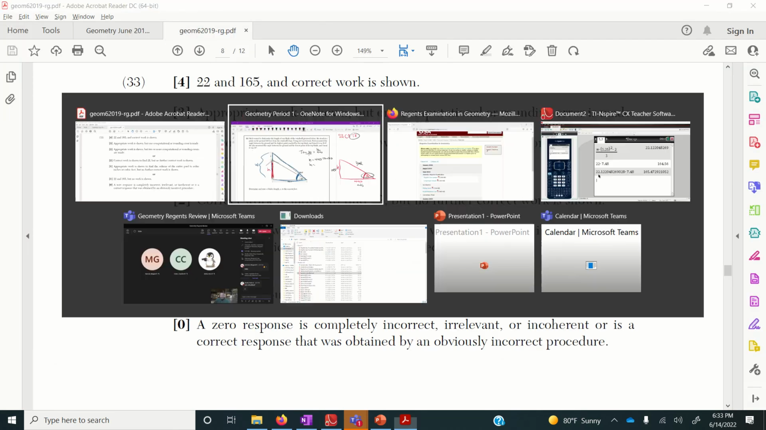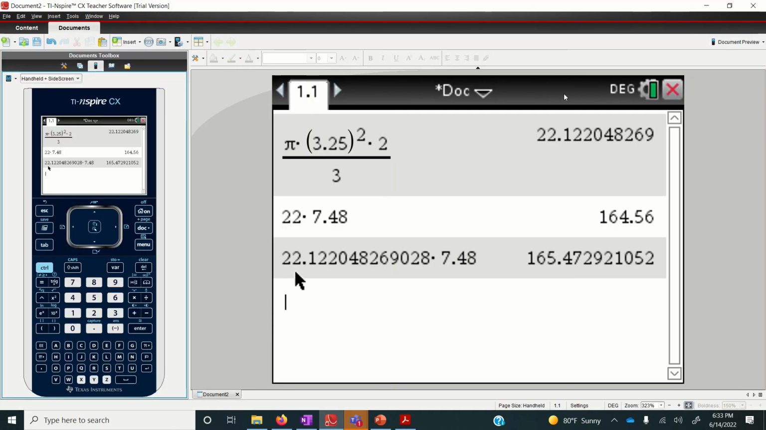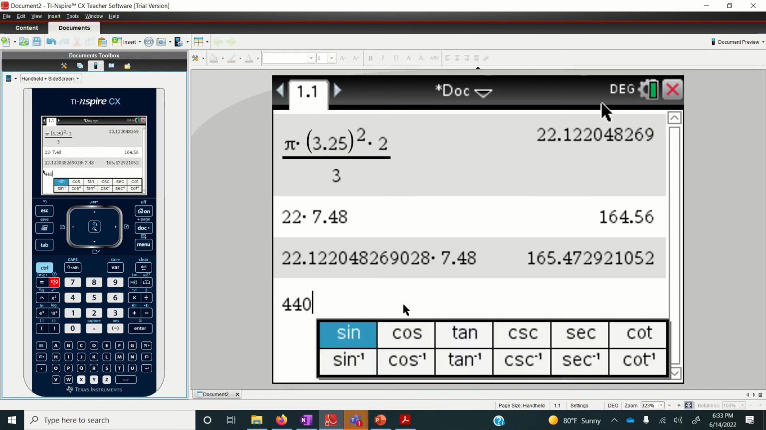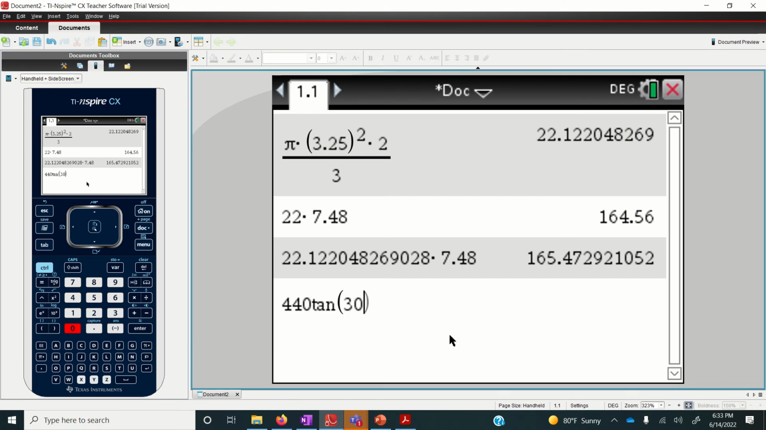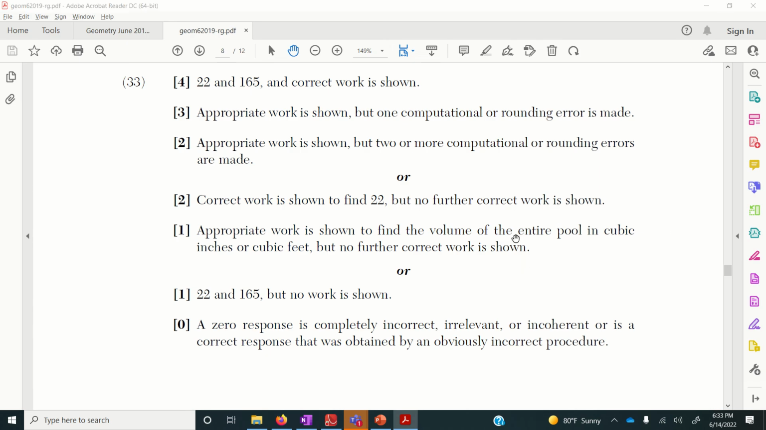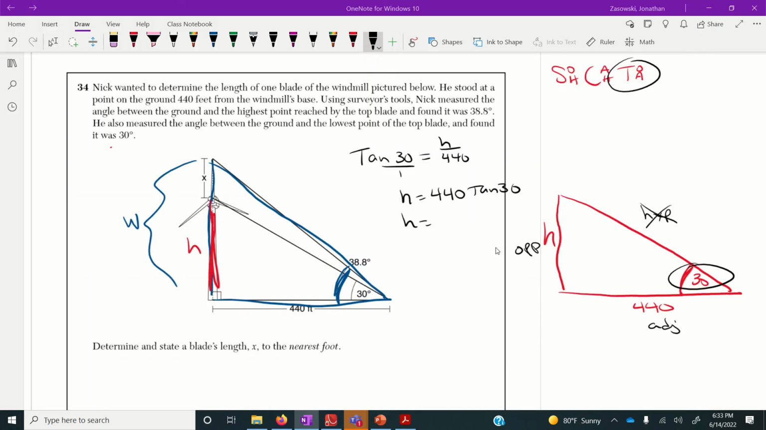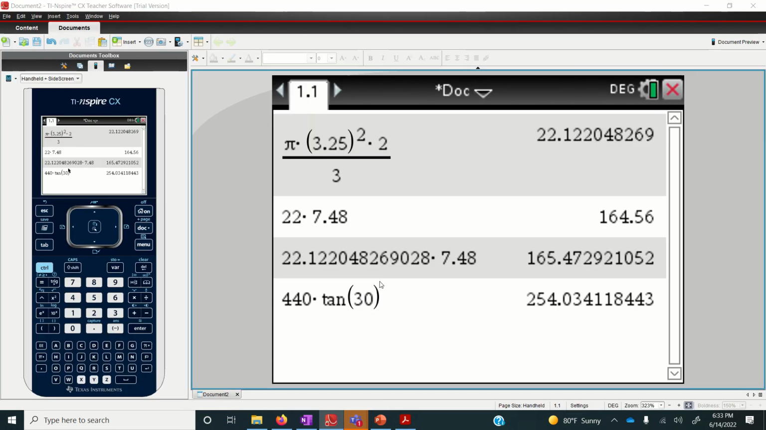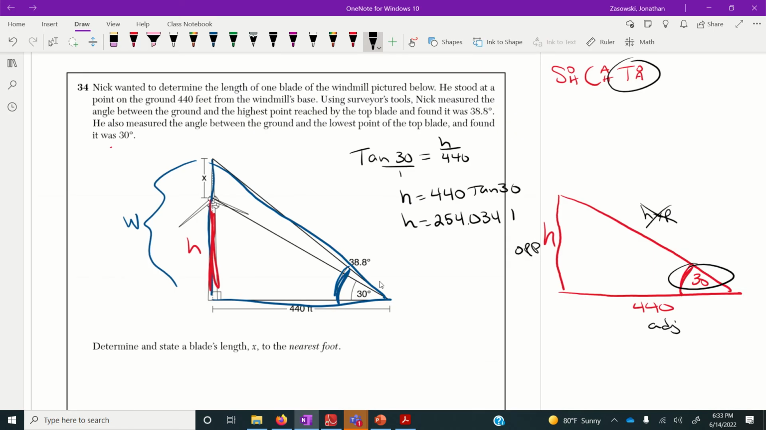When you grab your calculator, make sure it's in degree mode. It should be in that for you already, but just double check. Then we're going to do 440, trig, tangent 30, enter. There's our first answer: 254.0341. I'm just double checking. Okay, good. That's this height right there.